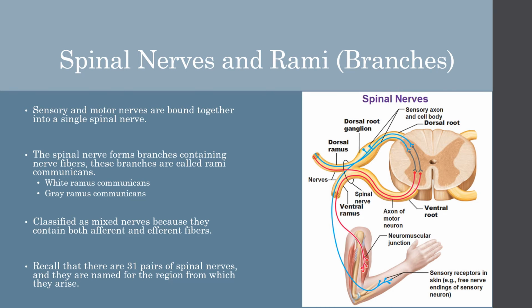So the spinal nerves, they're sensory and motor nerves that are bound together. They form into a single nerve. And of these nerves, they have these different branches or nerve fibers, and they're called rami communicantes. And you have both white and gray ramus communicans. They are mixed nerves based on what type of fiber they contain, whether it's afferent or efferent fibers. And remember the difference between the two as far as whether they're being carried away or toward the skull. And again, we said they have 31 pairs of these spinal nerves, and they're named for what region of the body they most come in contact with.